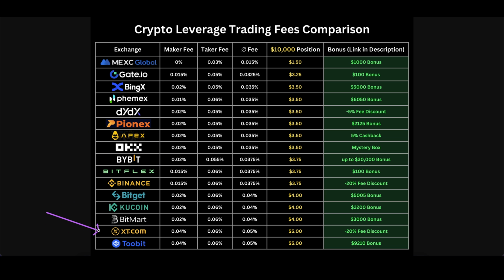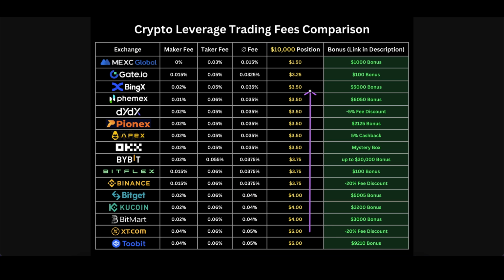You can see xt.com stands right here with a 0.04% maker fee and a 0.06% taker fee that we have discussed. I also calculated an average for you, which stands at 0.05%. And for example, if you want to open a $10,000 position, we would have to pay a $5 fee for that. So as you can see, compared to other exchanges, xt.com is a little bit more expensive than some others.